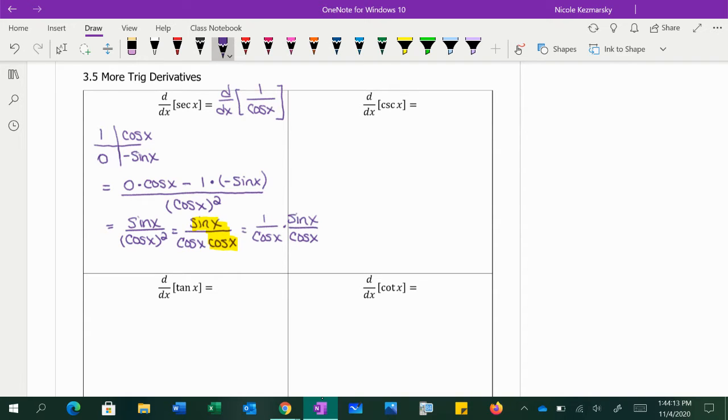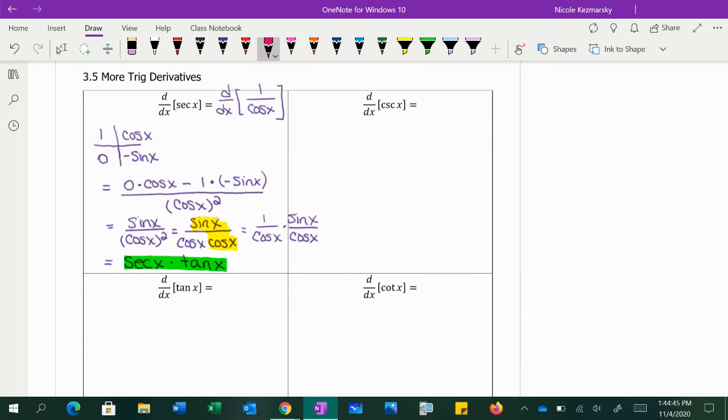Well, we know from the beginning of this that 1 over cosine of x is the same thing as secant. And sine over cosine is the same thing as tangent. That's one of your identities. And that is actually where we're going to leave it. That is the derivative of secant. So the derivative of secant of x is secant of x tangent of x. Okay, that's the formula that you're going to memorize.